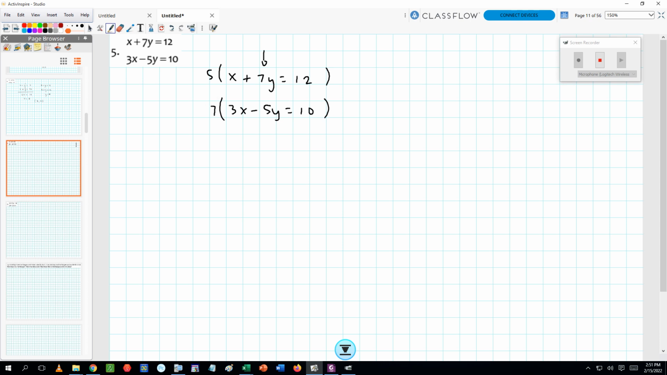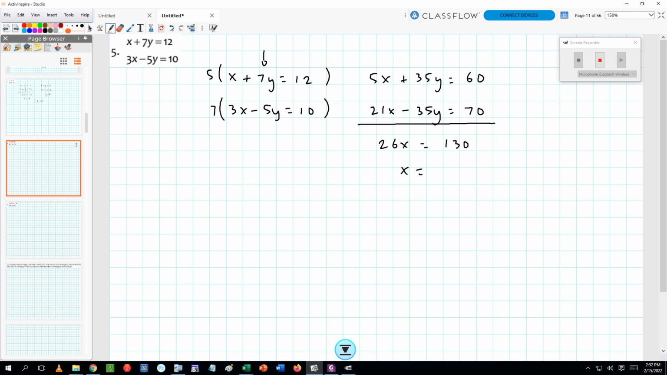5 times the x, distributing. 5 times the 7, 5 times the 12. 7 times the 3, times the negative 5 and the 10. Now you see how the 35y's will cancel one another out. One's positive, one is a negative. 5x, 21x makes 26x. 60 and 70 make 130.